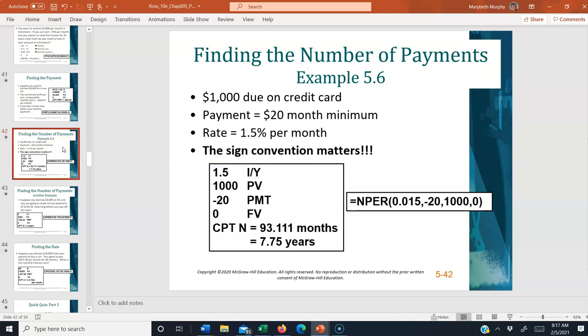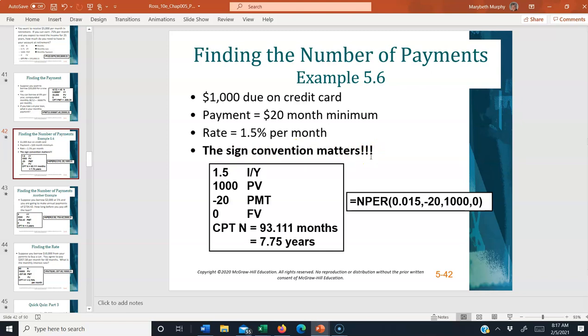Okay, number of payments. You have $1,000 due on a credit card. The payment is $20 per month minimum. The interest rate is 1.5% per month, or 18% per year. If you take 1.5 times 12, that's 18%. Very high. All right. And important, the sign convention matters. It makes a huge difference.